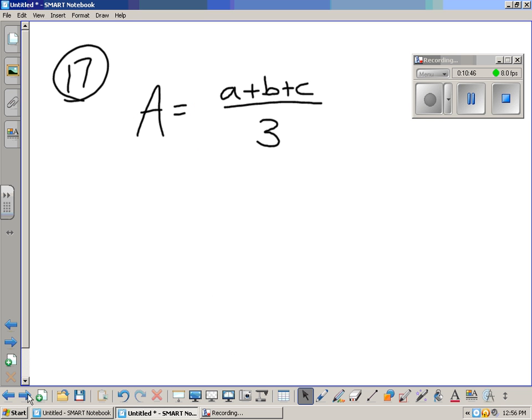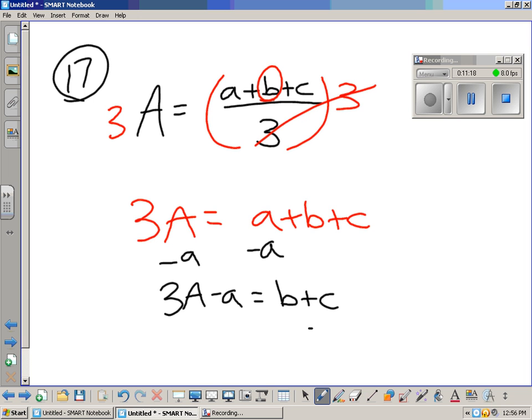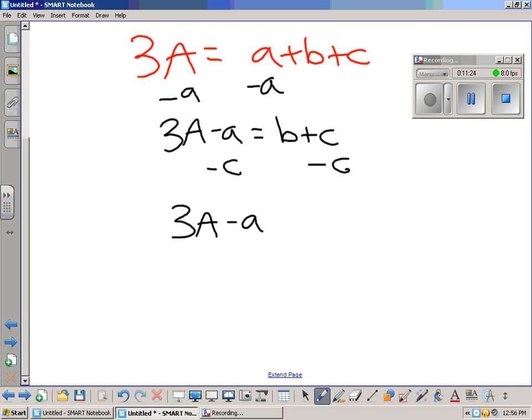Number 17. Oh, it doesn't say what I'm solving for. Let me take a look. Number 17, I'm solving for B. So I'm trying to get B alone. So the first thing I'm going to do is multiply by 3. I get 3A equals A plus B plus C. 3 over 3 equals 1. Then I want to get B alone, so I'm going to subtract A. And then I'm going to subtract C. And I get 3A minus C is equal to B.